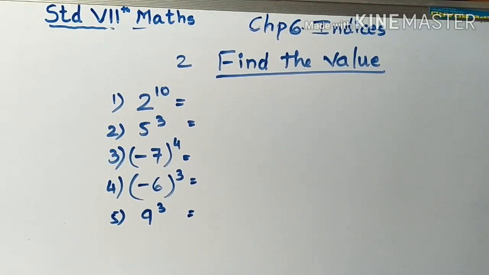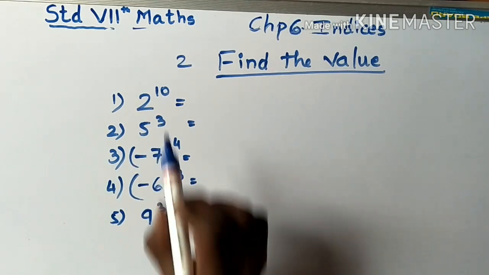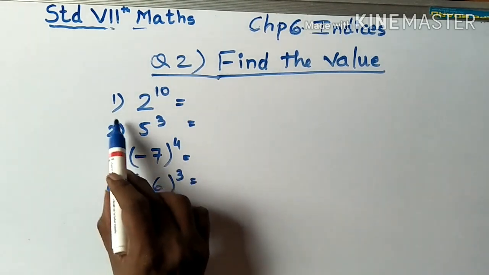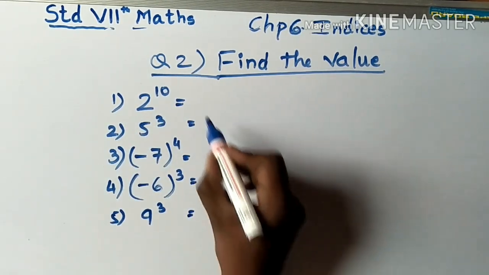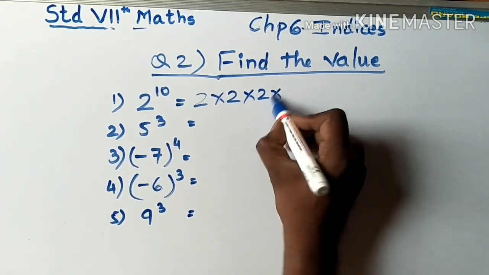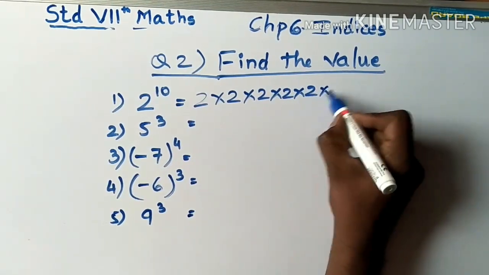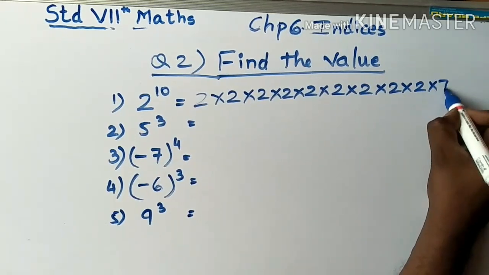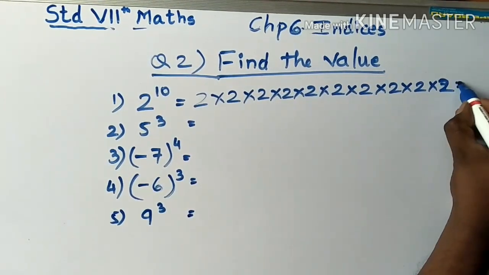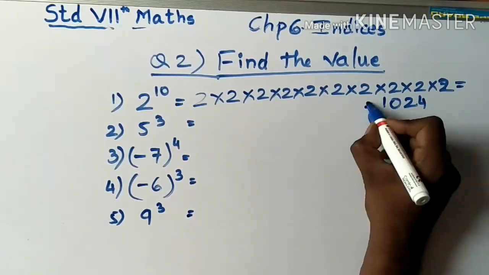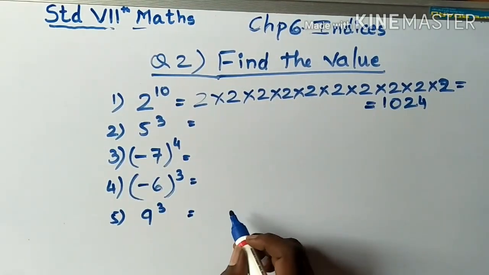Now let's find the value for the given numbers, same as in practice set 26. Here in question number 2, the question is to find the value. The first sum is given as 2 raised to 10. That means you have to multiply 2 ten times. 1, 2, 3, 4, 5, 6, 7, 8, 9, 10. So you get the answer as 1024. Now this is your answer for 2 raised to 10.